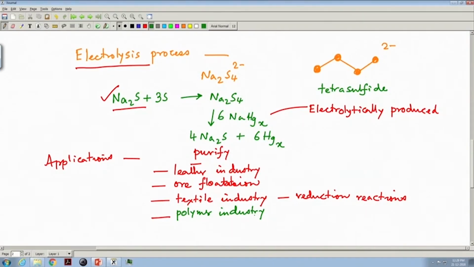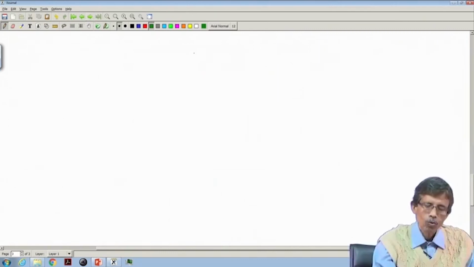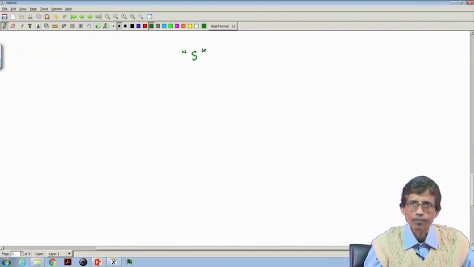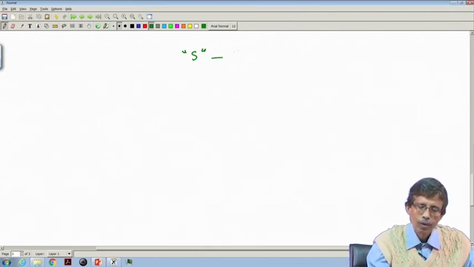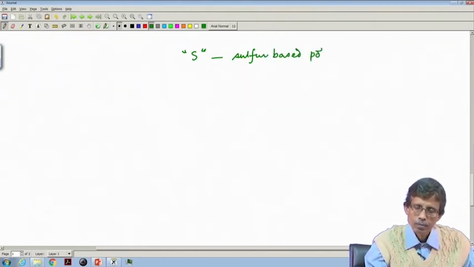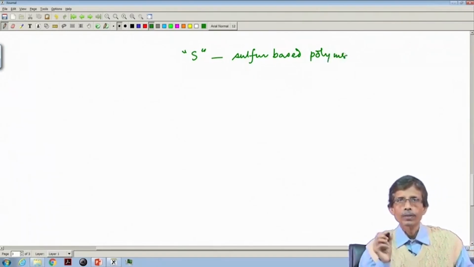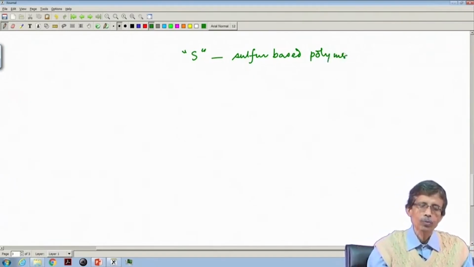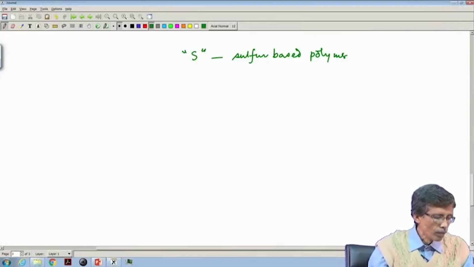how you can help a particular material in the polymer industry, that we will see. That means you have to incorporate sulfur. So it will be a sulfur based polymer, you have to incorporate sulfur in it. That is why your sodium sulfide or sodium polysulfide can be useful in the polymer industry.